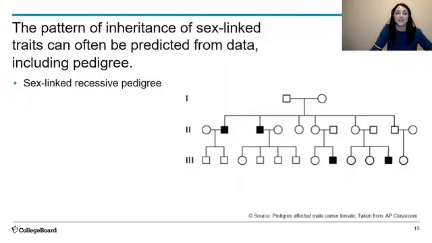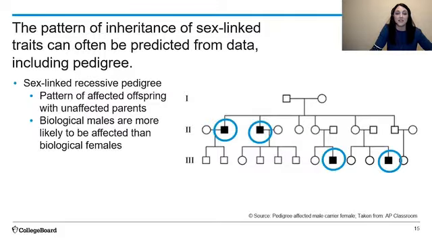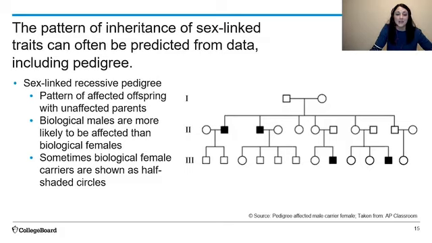The pattern of inheritance of sex-linked traits can be predicted from pedigrees, as we said, and so this is the sex-linked recessive pedigree. You can see that it's recessive from the pattern of the affected offspring having unaffected parents, like we see here in the red circle. And you can notice that biological males are more likely to be affected than biological females, and in this example, only biological males are affected. Sometimes biological female carriers are shown as half-shaded circles, although not in this example, but you may see that sometimes.